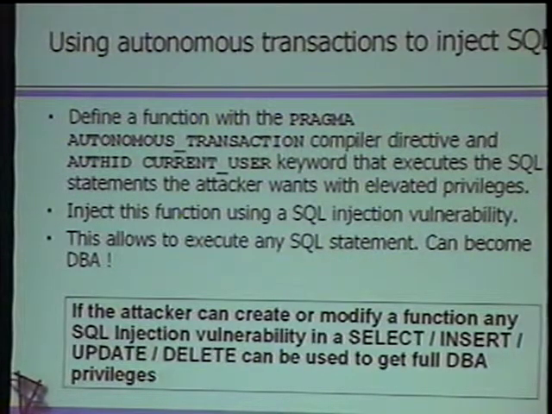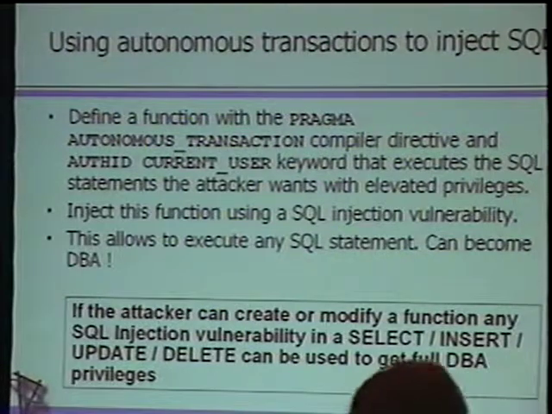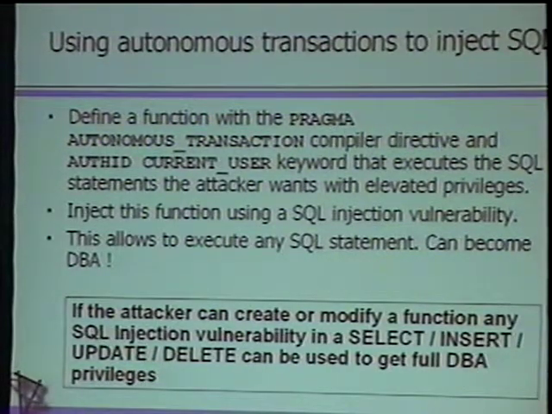So how can we write the attacker-defined function so that we can execute any SQL statement? We define that function with the pragma autonomous transaction compiler directive. We put the code in that function, and we can execute any SQL statement. So as a conclusion, if the attacker can create or modify a function, any SQL injection vulnerability in a select, insert, update, or delete can be used to get full DBA privilege.